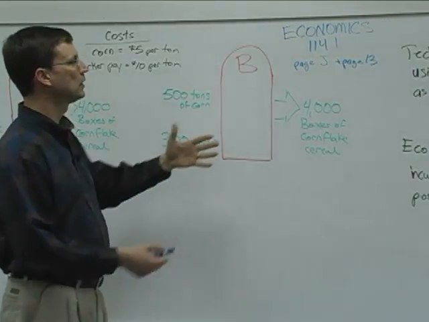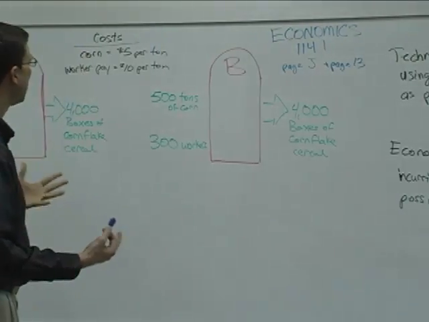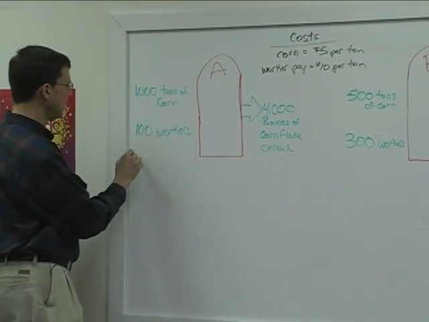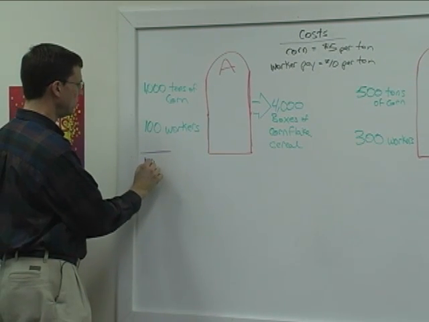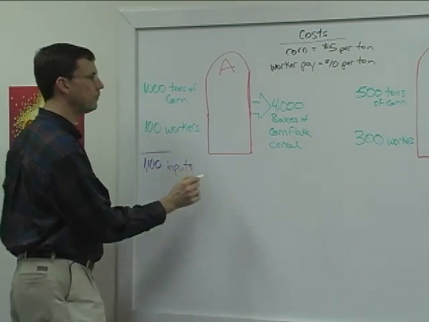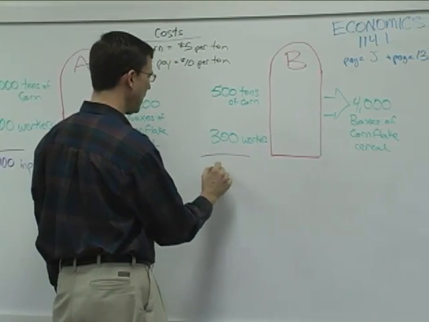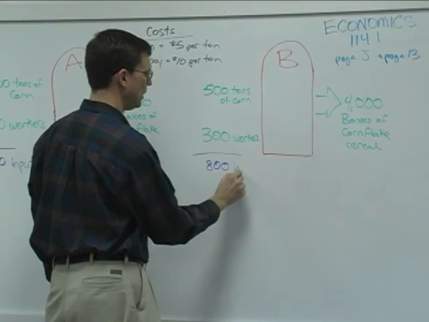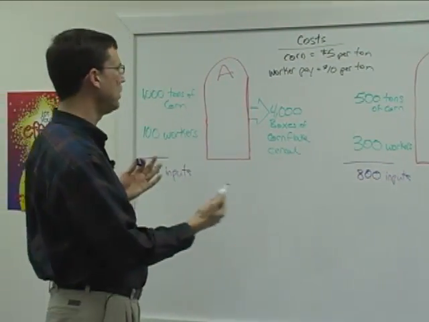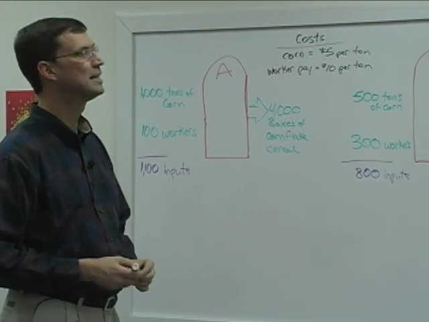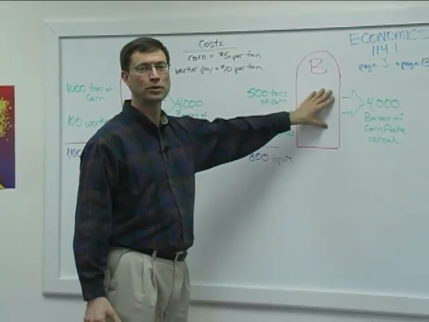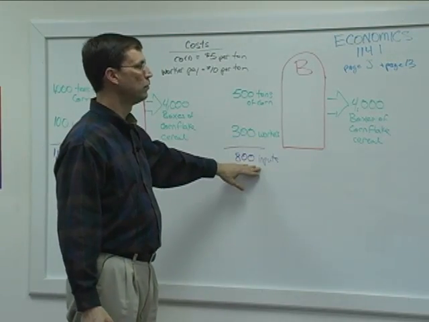Now, just looking at the technical efficiency, we're just counting the total number of inputs. So for this factory, we add these up and get 1,100 inputs. And for this factory, you just add the two and get 800 inputs. That's all there is to it. So just comparing those two numbers, which one is more technically efficient? Well, factory B would be more efficient because it uses fewer inputs.